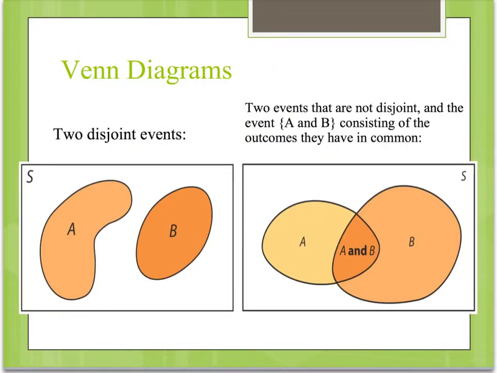So let's look at this Venn diagram for what disjoint events look like. If you look in the one on the left, you'll see that A and B don't overlap at all. So the probability of one or the other was just adding them up. The two events in the Venn diagram on the right are not disjoint. They have a place that overlaps where both of them happen. Okay, so there's an event A and B that they have in common.